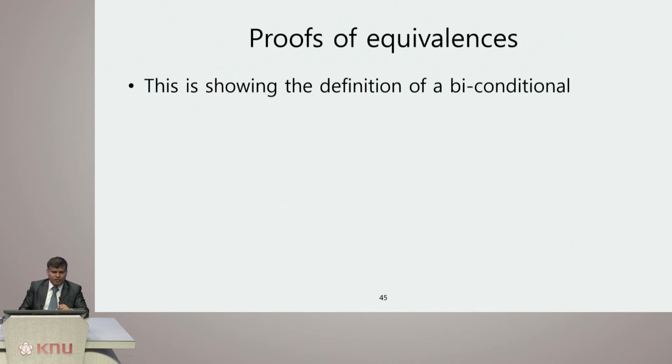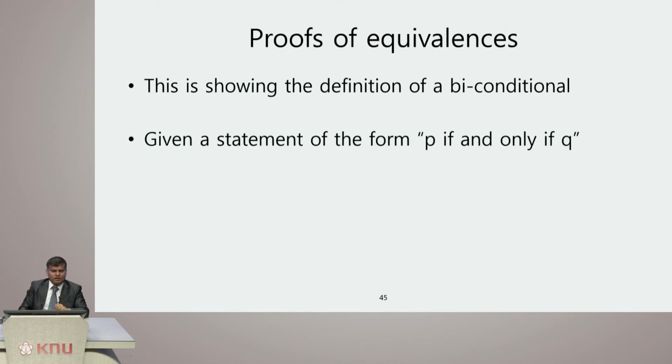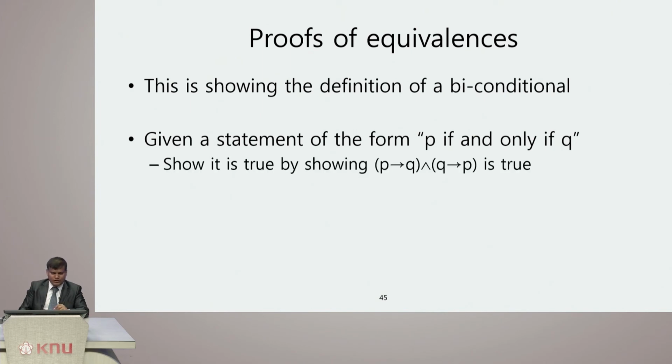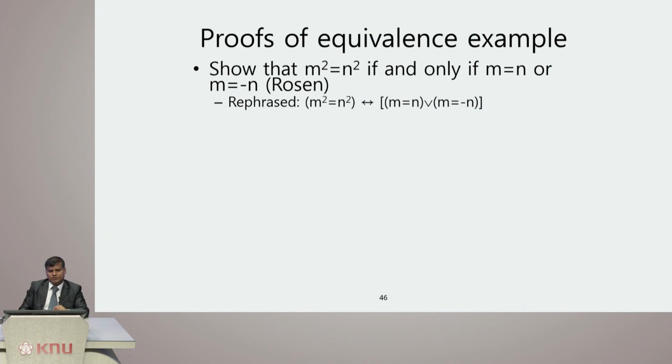Then comes the proof by equivalence, or in other words, the biconditional principle. Given a statement of the form P if and only if Q, show it is true by showing P implies Q, or in fact, P implies Q and Q implies P are true. Both have to be true.